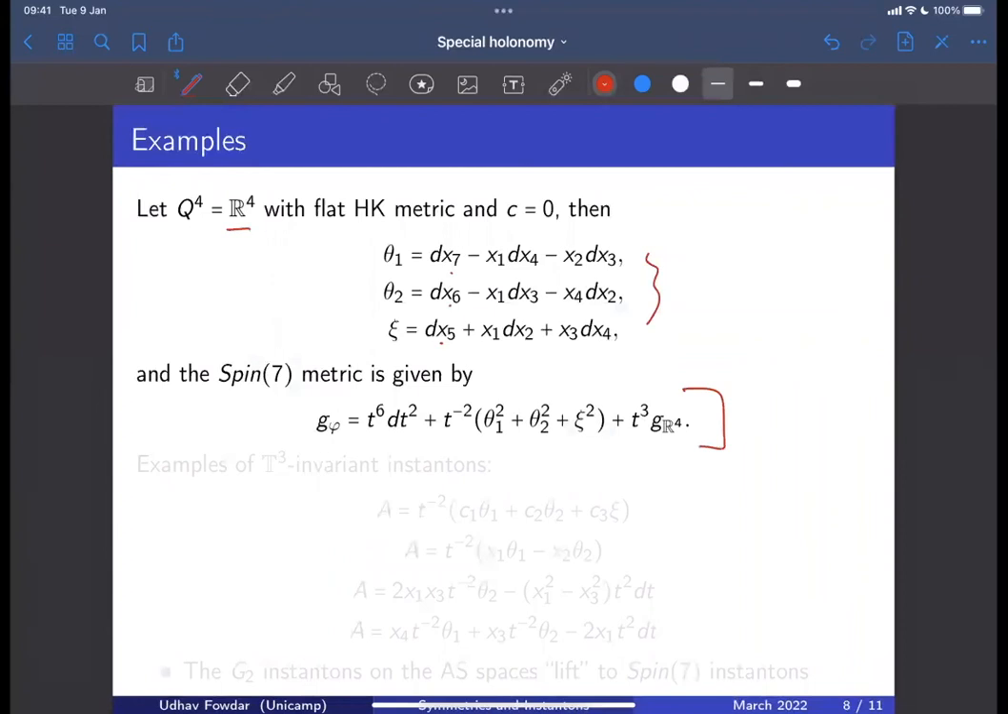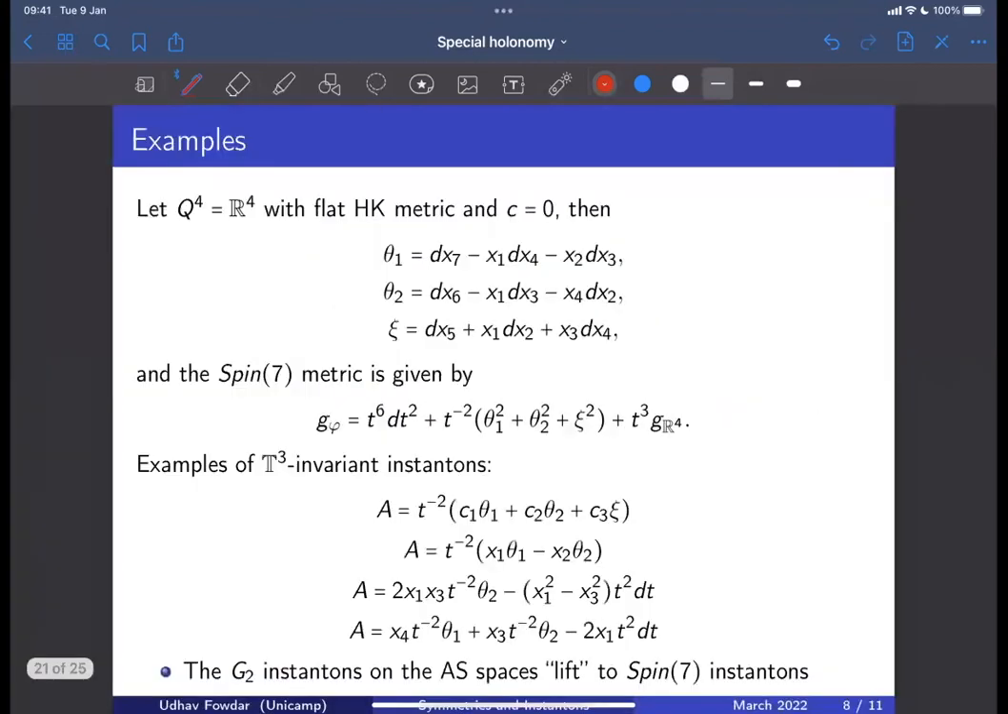You can compare this metric here with the one we saw in the first talk. And again, we can produce very explicit examples of T3 invariant instantons. The first one comes just from the symmetry, as we showed earlier that Killing vector fields give rise to instantons. So this is essentially the dual of this T3 action generated by the dual of these three one forms here. But there are other examples as well, which are genuine examples of Spin(7) instantons.